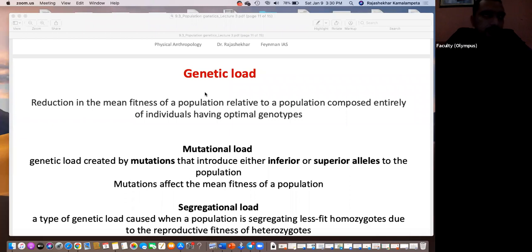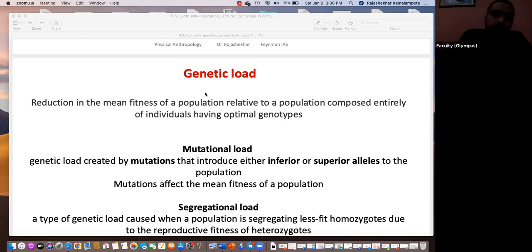Let's say there are a couple of people in a population living in a given area. A mutation has taken place, and the mutation has a negative impact on their survival. I know it normally gets eliminated over a period of time, but even in the process of elimination, these populations experience some negative impact. That is called genetic load.